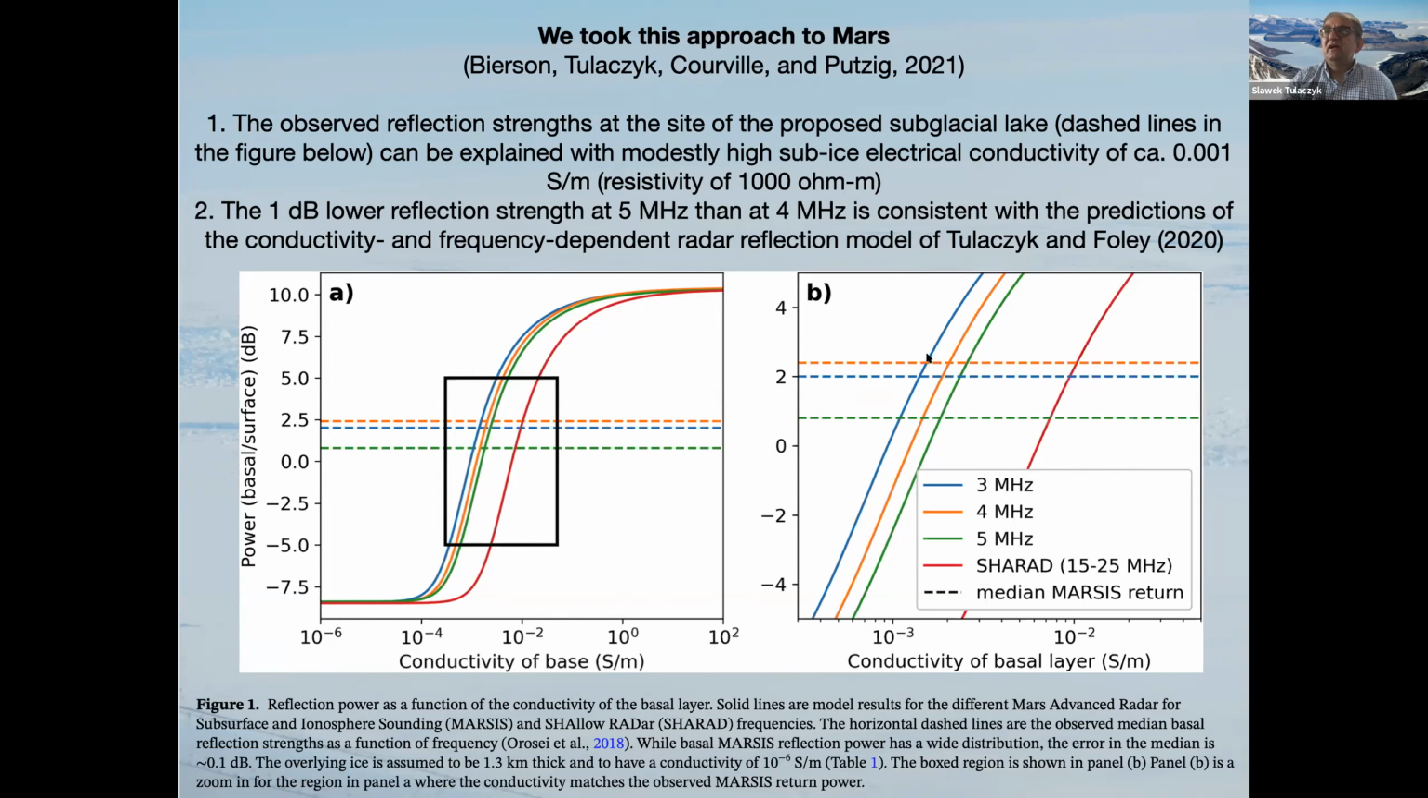So basically, we can explain the reflection strength with just conductivity in the area of the proposed subglacial lake. The other important observation is that reflection strength as observed by the Mars radar seems to be frequency dependent in a way that's consistent with that equation that I showed you before.